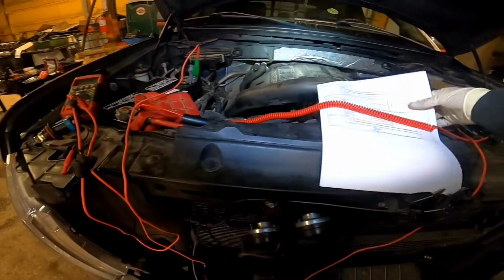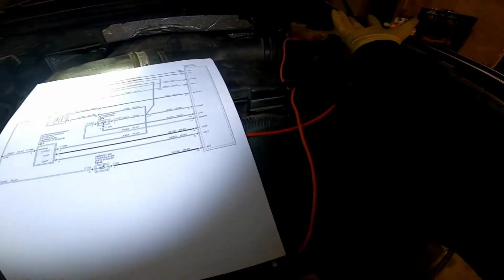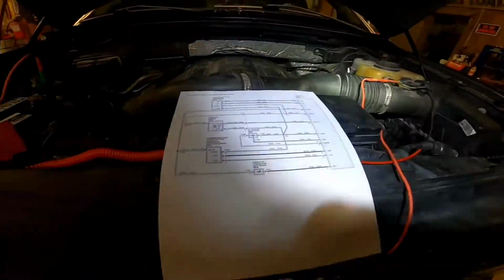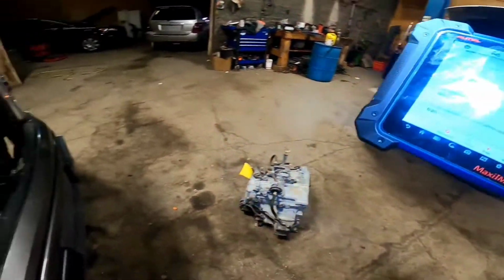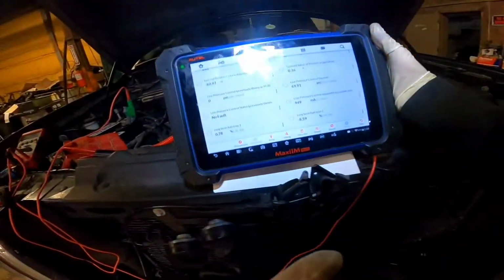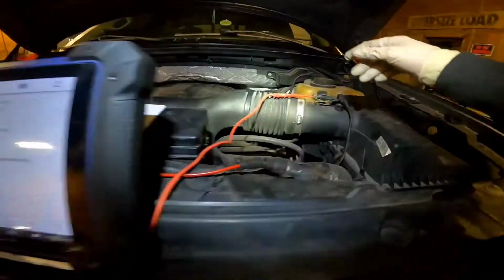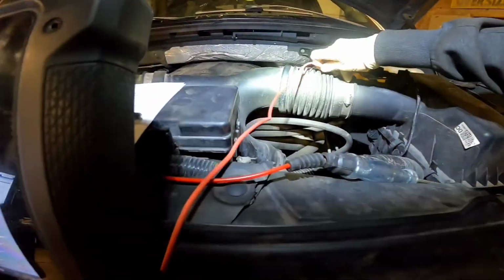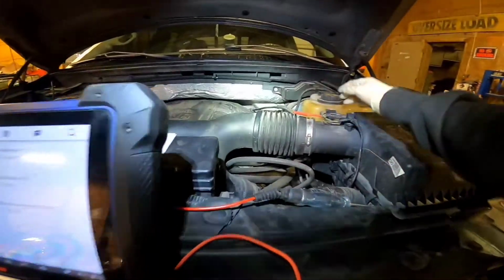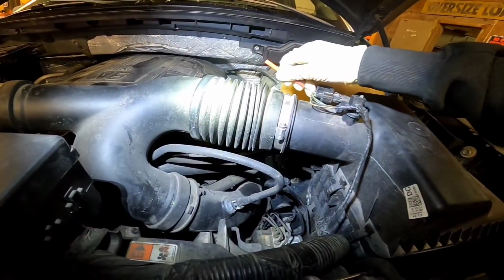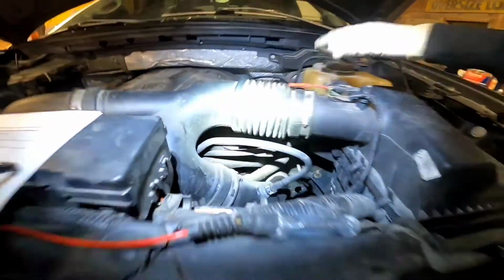I don't think that there's an issue with the power feed that goes here. It's 5 volts. I see it there. So what I'm gonna do, I'm thinking about condemning this mass airflow sensor and outer air intake temp.